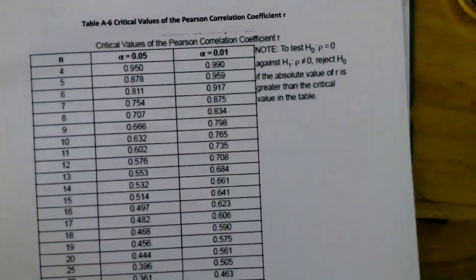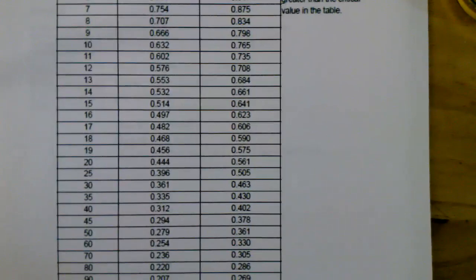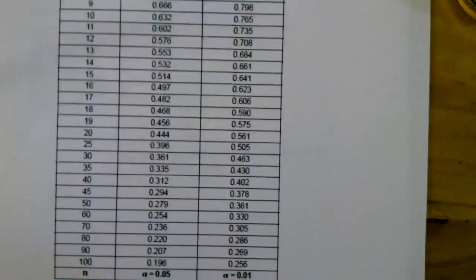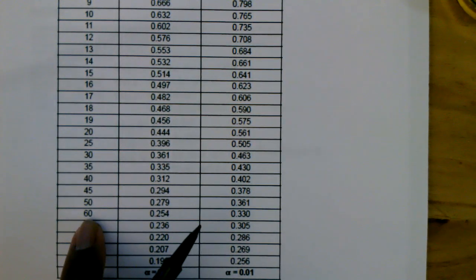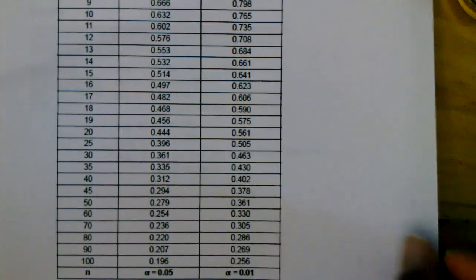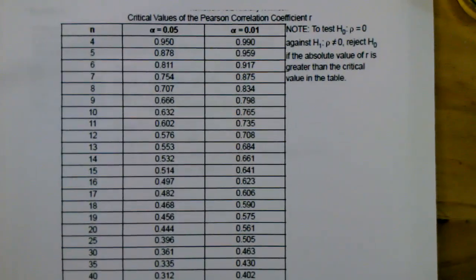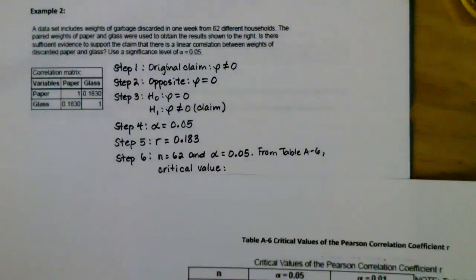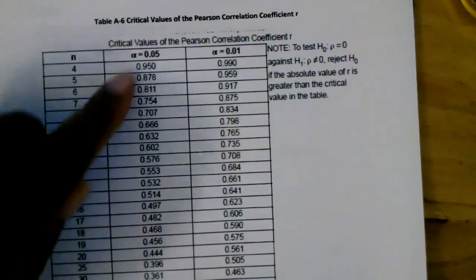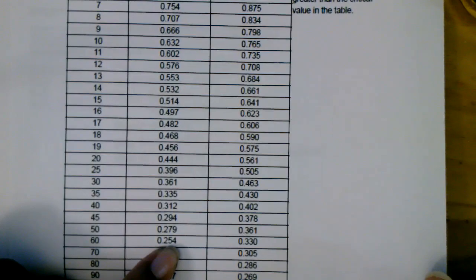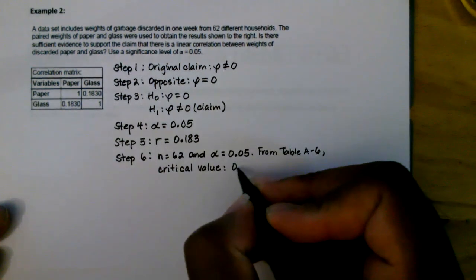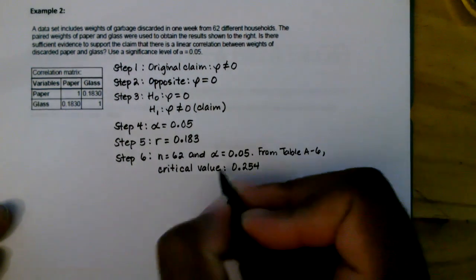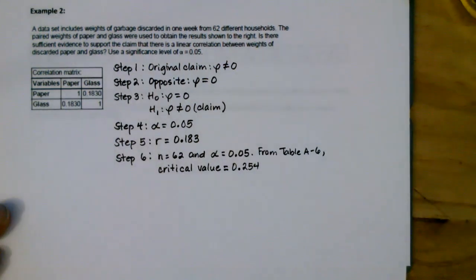Now, here's table A-6. You're not going to find 62 in the table, so let's use a value closest to 62. I'm going to use 60. And for the level of significance, I'm either going to use 0.05 or 0.01. I have 0.05 significance level here, so let's use this first column, 0.05, and I'm going to use 60. And this will be my critical value, 0.254. So the critical value here would be 0.254. That's my critical value.